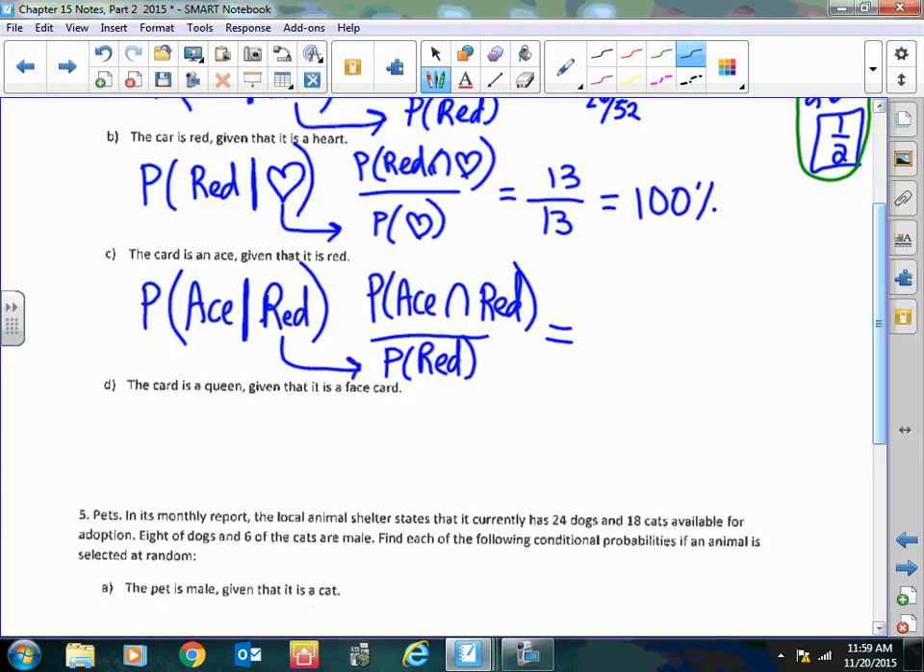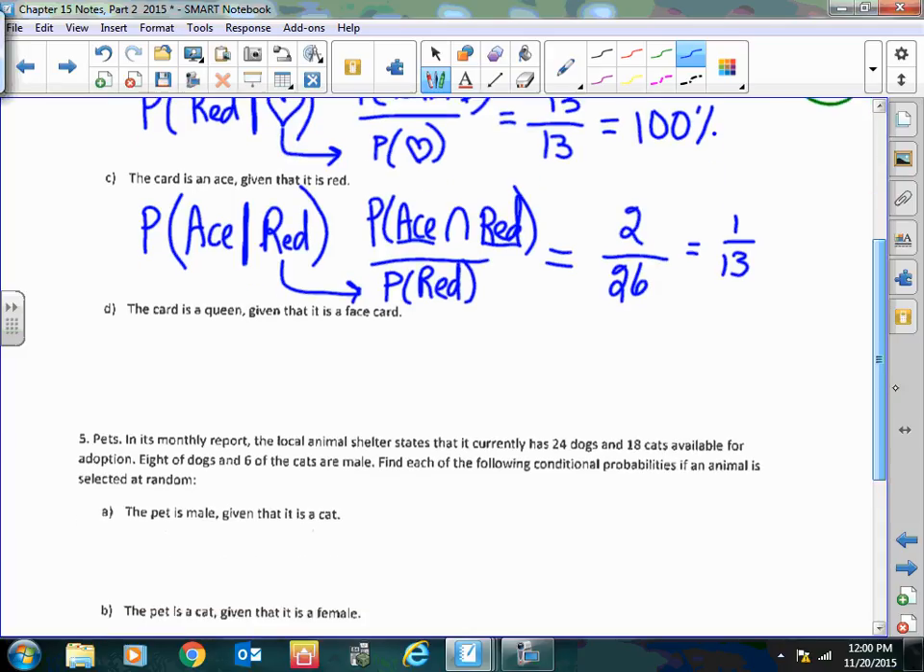All right, let's see how you did. How many reds are in the deck? What number's on top here? You should have the intersection of ace and red on top. Not all aces, but just the red aces, which is 2. It is 2. I was trying to see if anybody would say 4, but nobody did. Y'all were all right. Good.